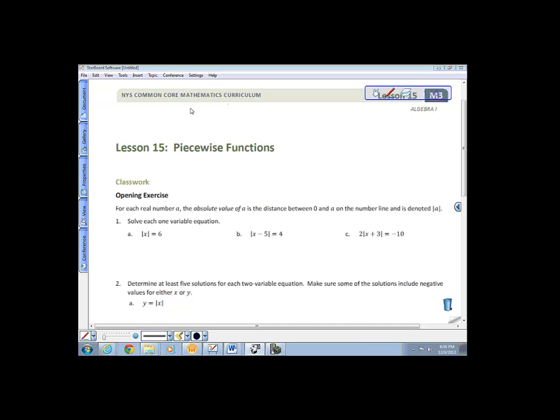Okay, so welcome everybody to the lesson 15 video on piecewise functions. This is the first video starting the new unit of piecewise functions, and we're going to delve into those functions today. Just the tip of the iceberg for today. But let's start off with some opening exercises here.